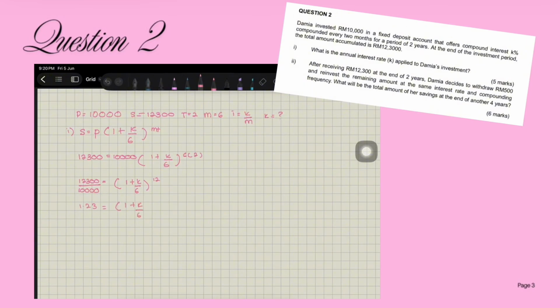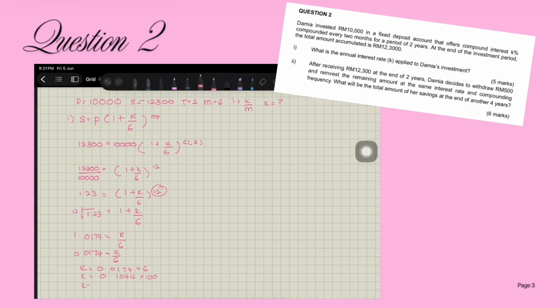To undo the power of 12, we take the 12th root of both sides. The 12th root of 1.23 gives us approximately 1.0174. We subtract 1 from both sides to get 0.0174, which represents the interest rate per compounding period. Finally, we multiply by 6 to convert it back to an annual nominal rate. This gives us a decimal of 0.1044 or an annual interest rate of 10.44%.